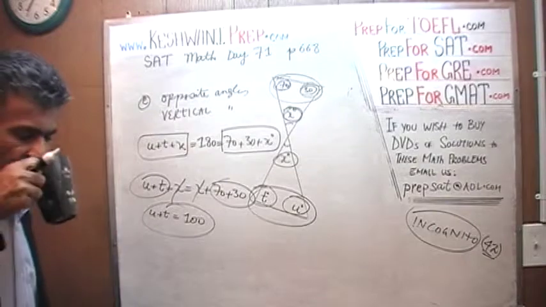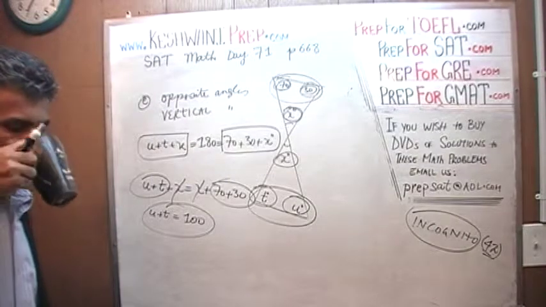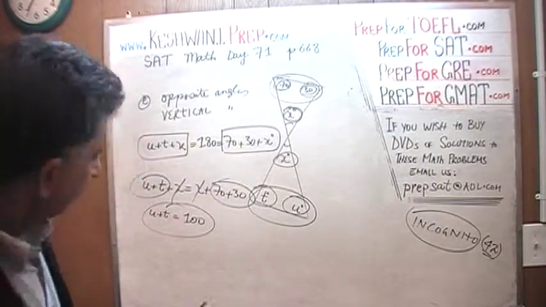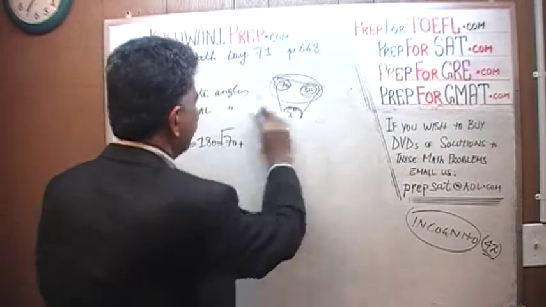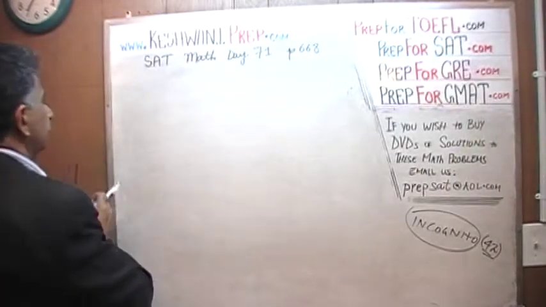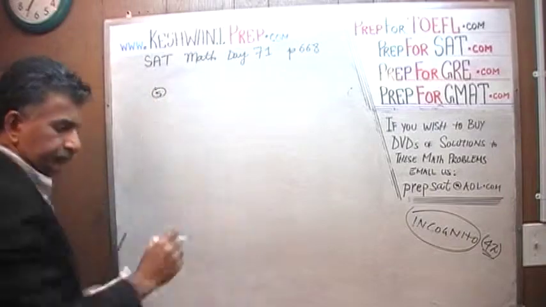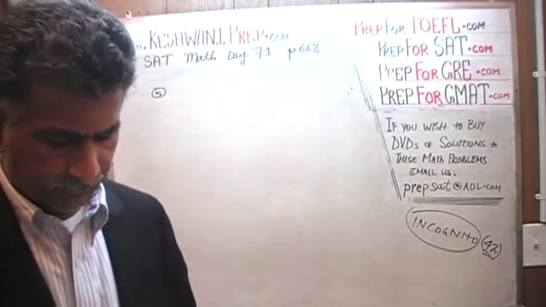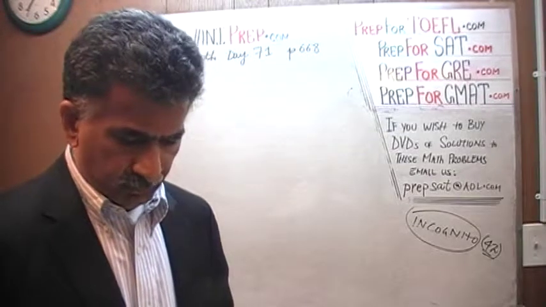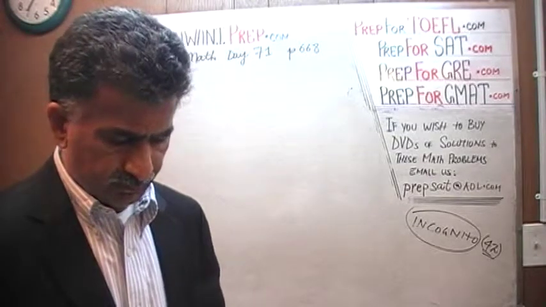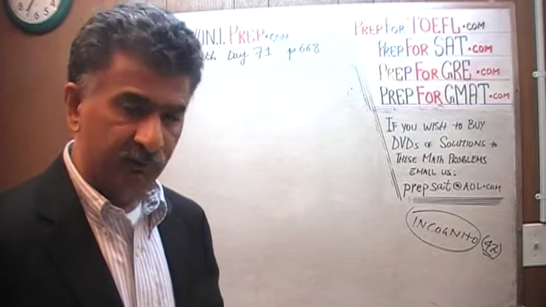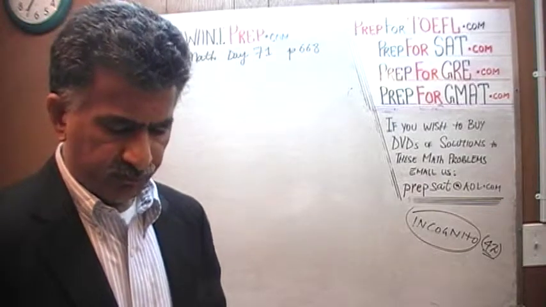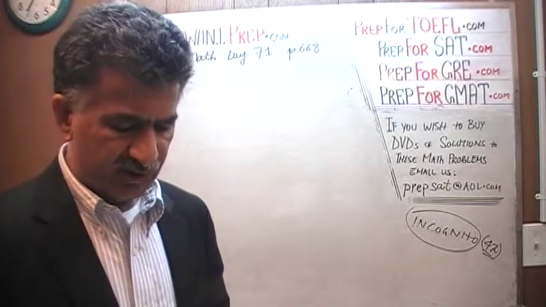Number 5. In number 5, we are given a bar graph, and the question simply is, between which two consecutive years was there the greatest change in the price of coffee?